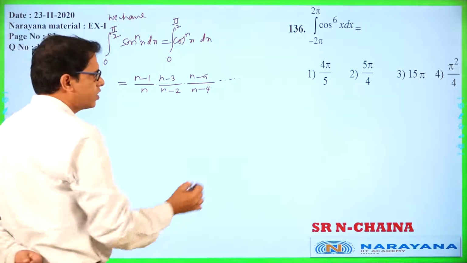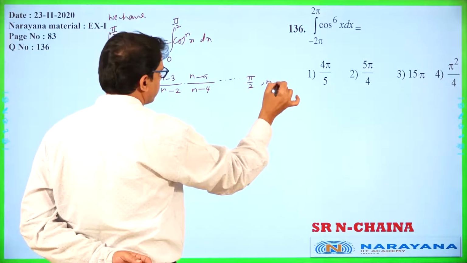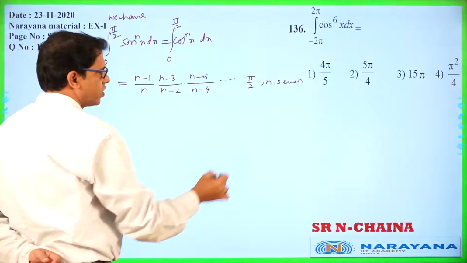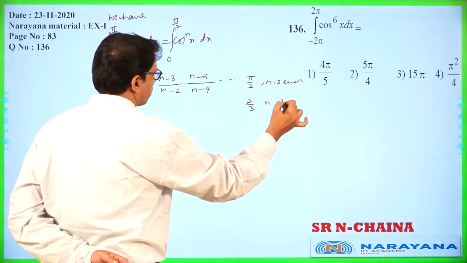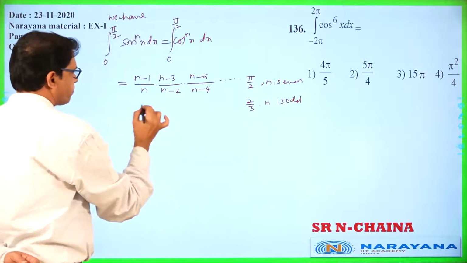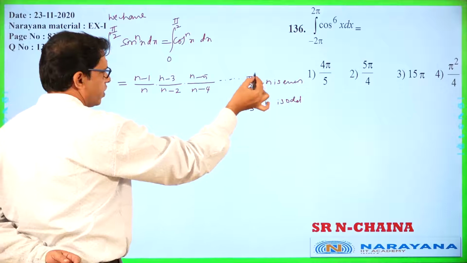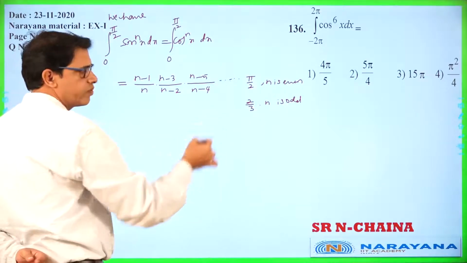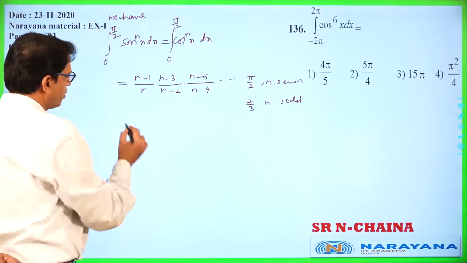So at the last you get pi by 2 if n is even, and if n is odd, then at the last you will get 2 by 3. Remember this formula? So if n is even, the last term will be 1 by 2 into pi by 2. If n is odd, the last term will be 2 by 3.